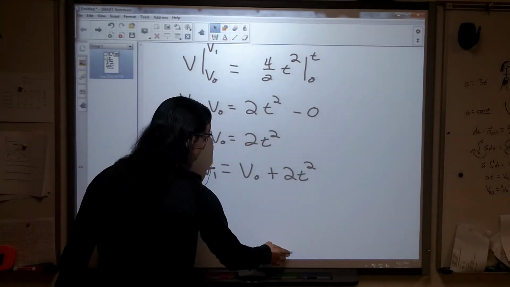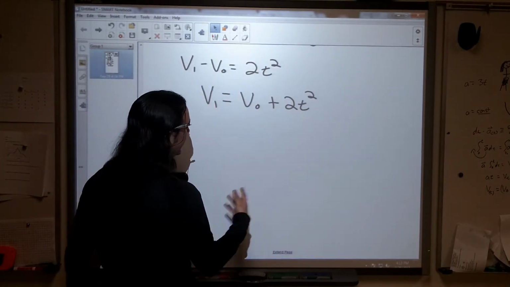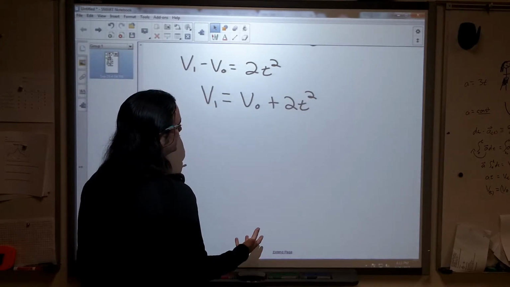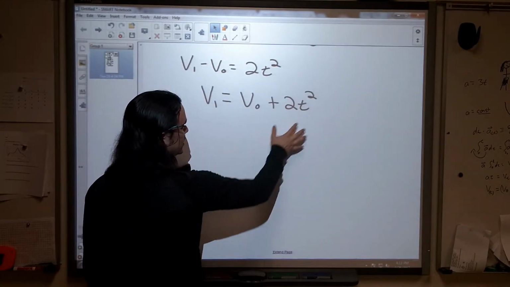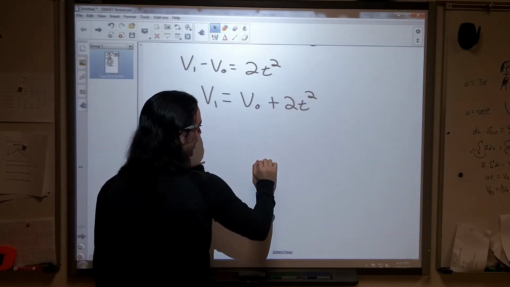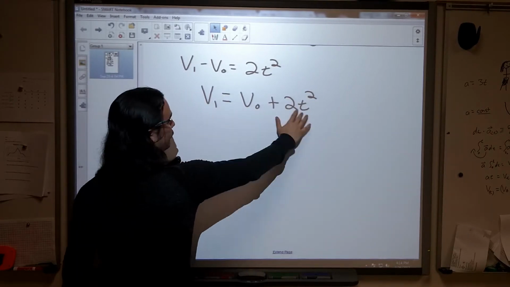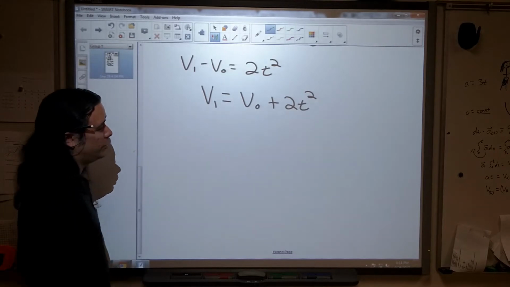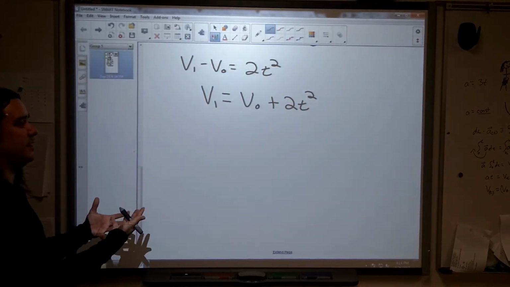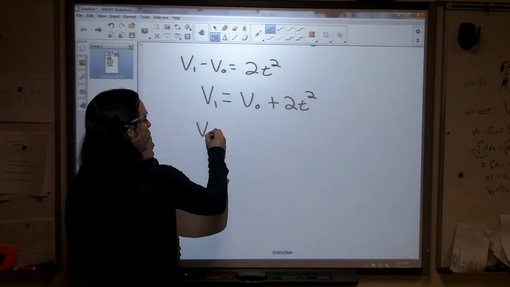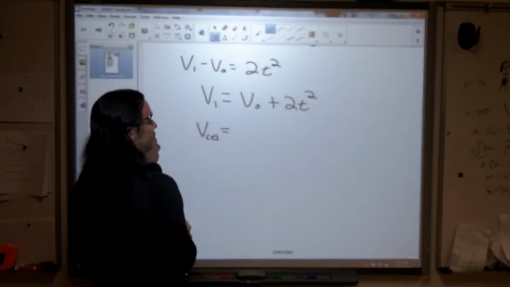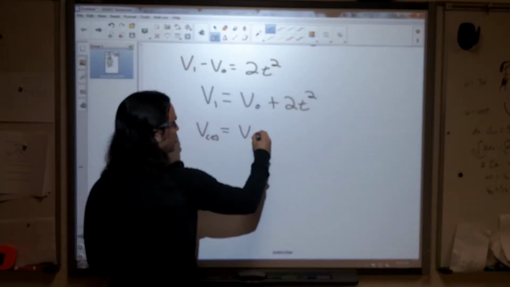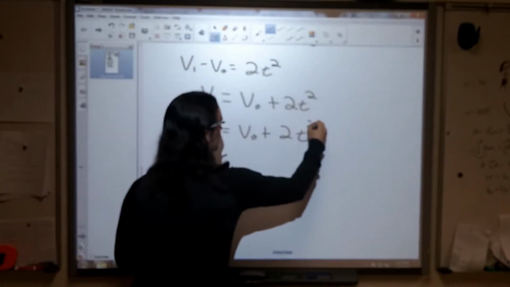Now you'll notice that we've got something a little bit different here. I wouldn't really put this in terms of the acceleration. We do have an acceleration in here, but it's combined in this. And so this is our first kinematic equation that we would have for it. More to the point, I wouldn't really call this a kinematic equation because it doesn't have the acceleration explicitly listed. But what this is, is velocity as a function of time. Here's our initial velocity plus 2 times t squared.